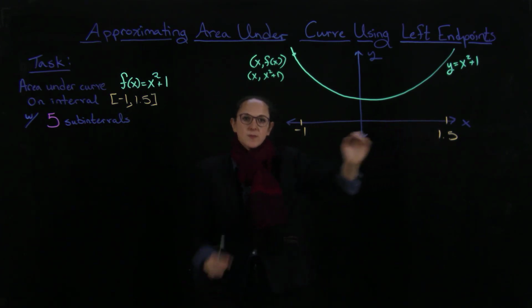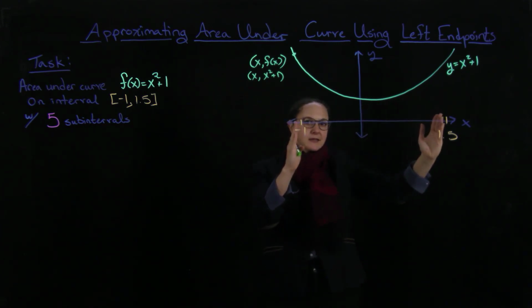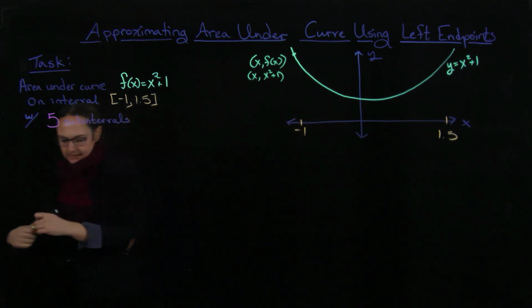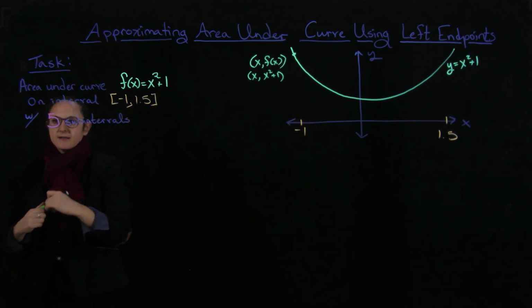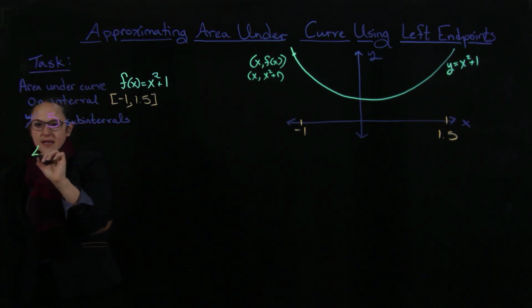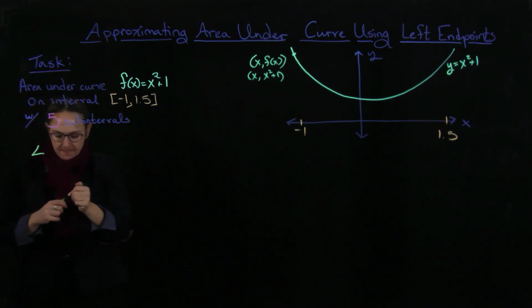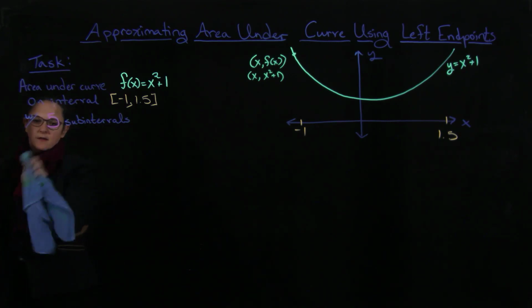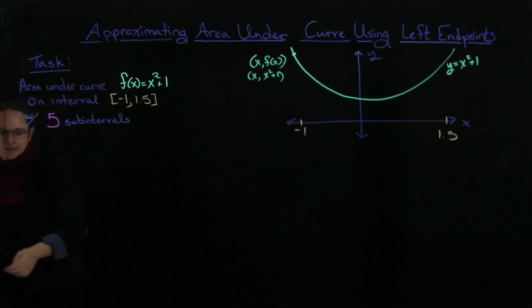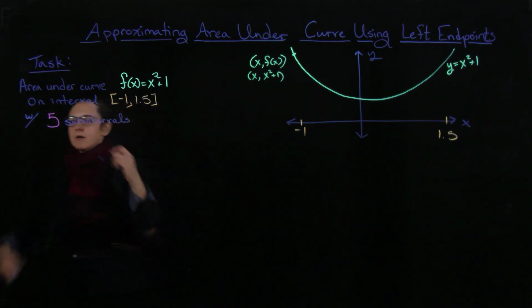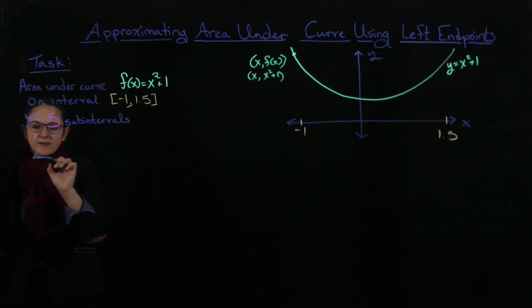5 subintervals? Well, I'm going to take the entire length, and then I'm going to divide it by 5. So what's the entire length? We're going to call this width of our subintervals delta x. So delta x is going to be the width of a subinterval. In fact, I want to do that in a different color. Let's do that in blue here.